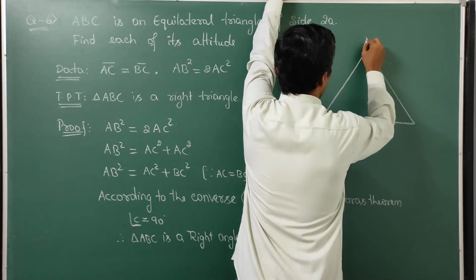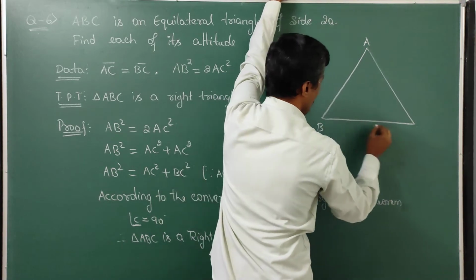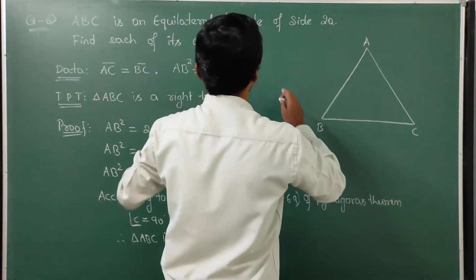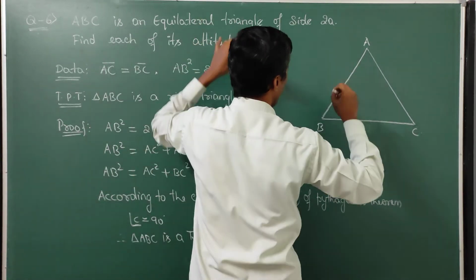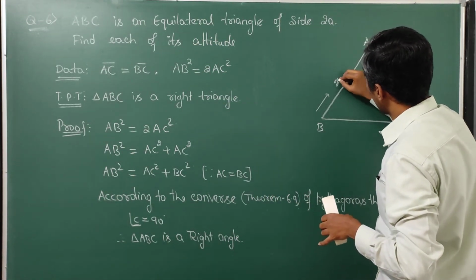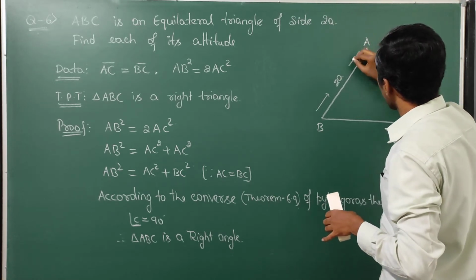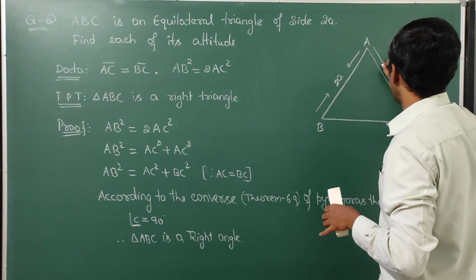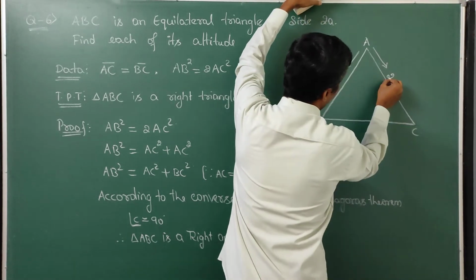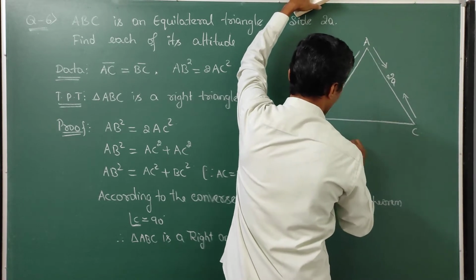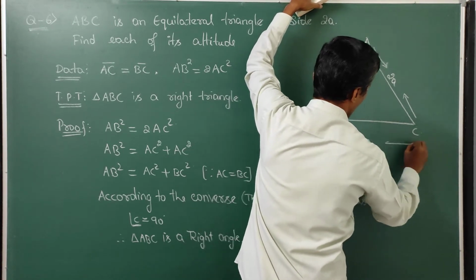So I'll name it as ABC. ABC is an equilateral triangle. All three sides are equal, and its side is given as 2a. So AB is 2a, AC is also 2a, and BC is also 2a.